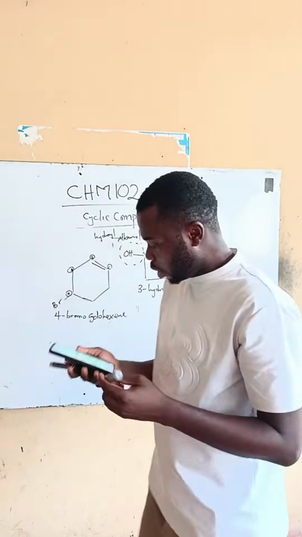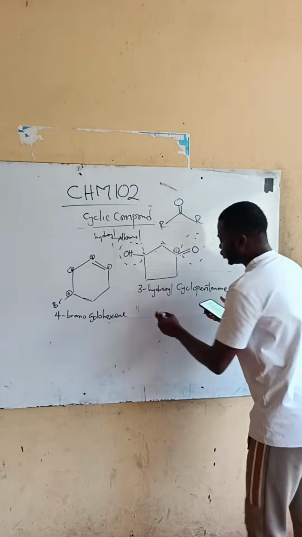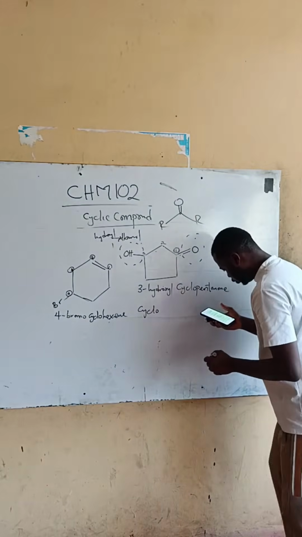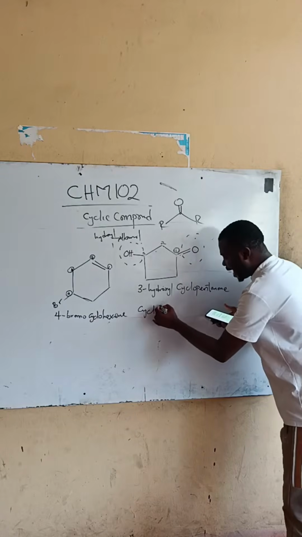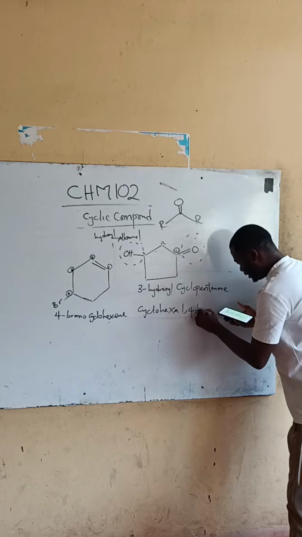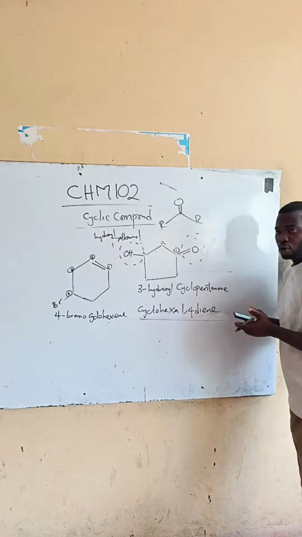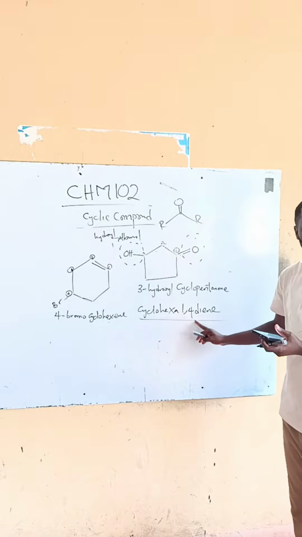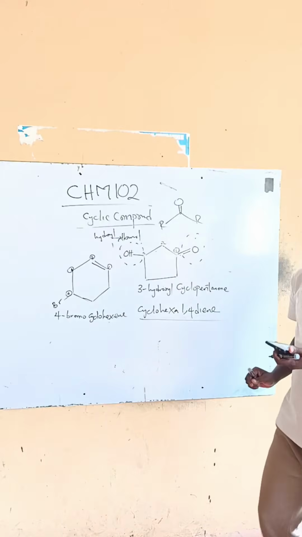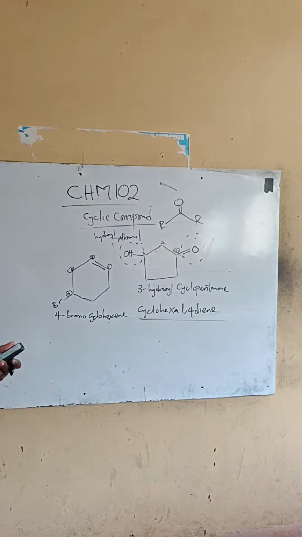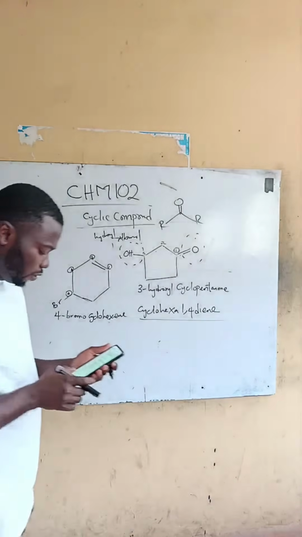Now, who can give me the structure of cyclohexa-1,4-diene? Everybody, write the structure of cyclohexa-1,4-diene. Give me the structure of that compound. I need the structure of that compound.